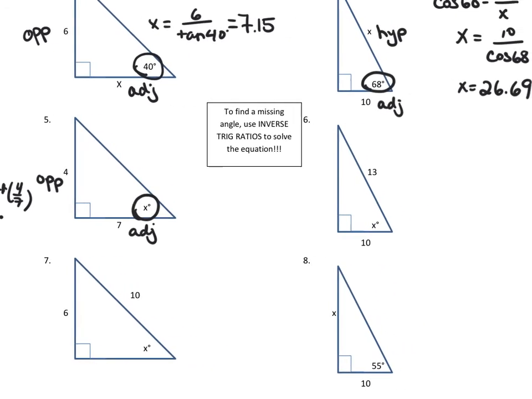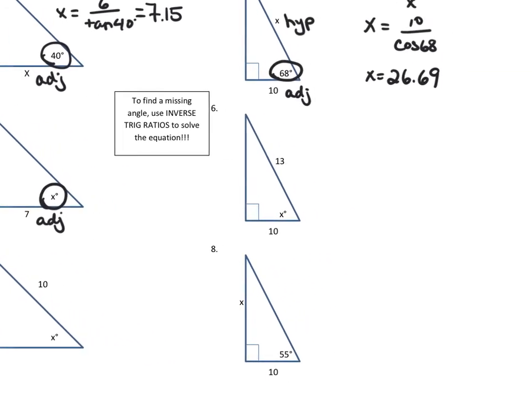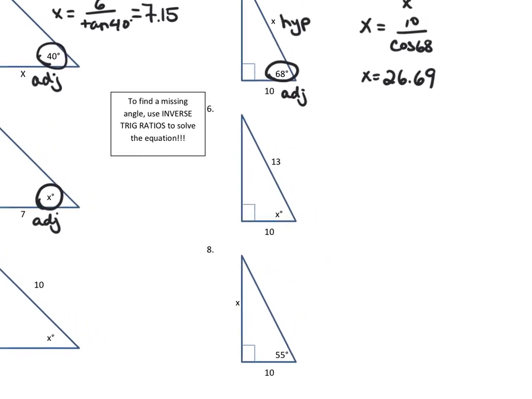Okay, example number 6, we are again given a missing angle, but two sides. We're given the adjacent side and the hypotenuse. The trig function that we need to use is cosine. So the cosine of the angle is equal to the adjacent side over the hypotenuse.